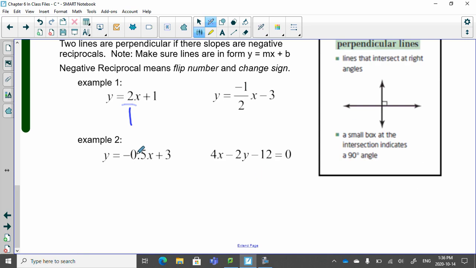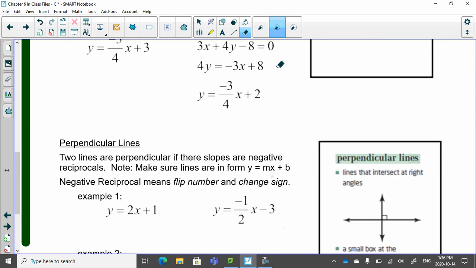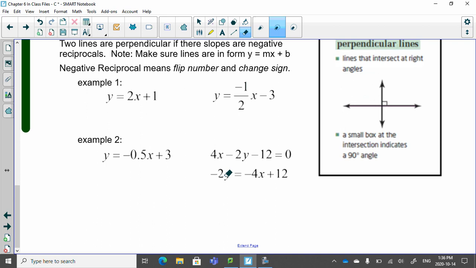Over here, -0.5 and, oh, wait a second. This is not in the form y equals mx plus b. So here, I brought the 4x and the 12 over. You could have brought the 2y over by itself and did what we did up here. That's fine. Okay, brought the 2y over, but I just kept it here. I moved the 4x and the 12, and I divided everything by -2. And then that gives me 2x minus 6.